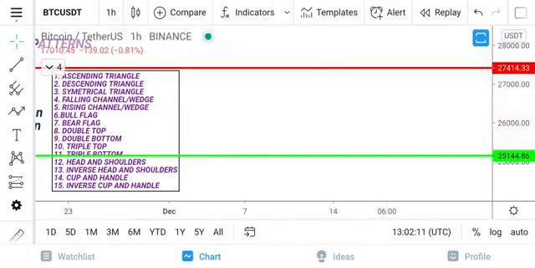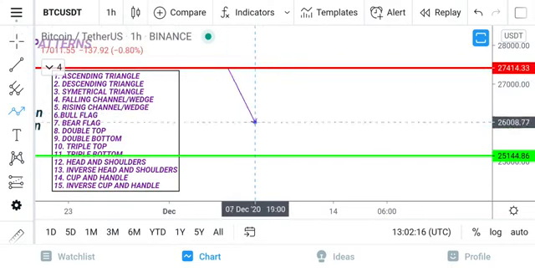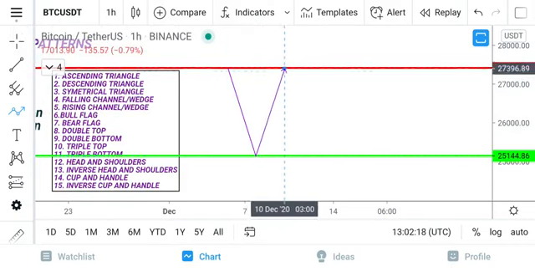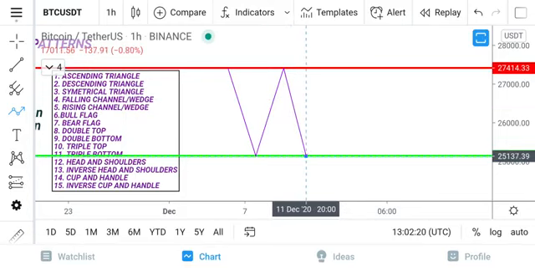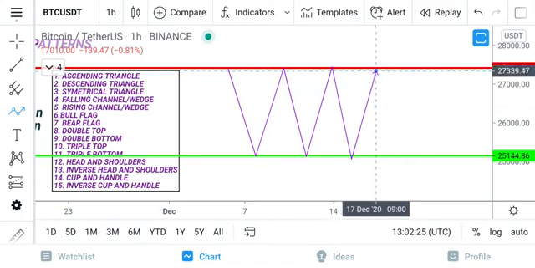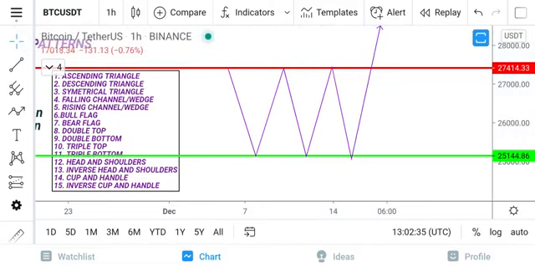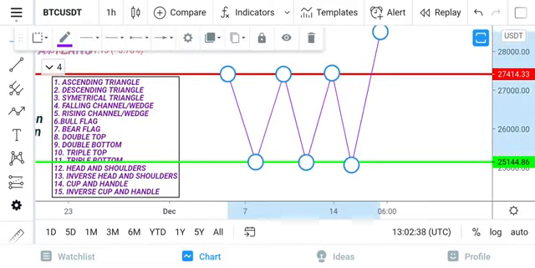Triple bottom is just an opposite of triple top. Triple bottom is a bullish reversal chart pattern. 1, 2, 3. So this is your triple bottom, 1, 2, 3, and the price is expected to break to the upside because it is a bullish chart pattern. Remember, this red line is your resistance, this one is your support.